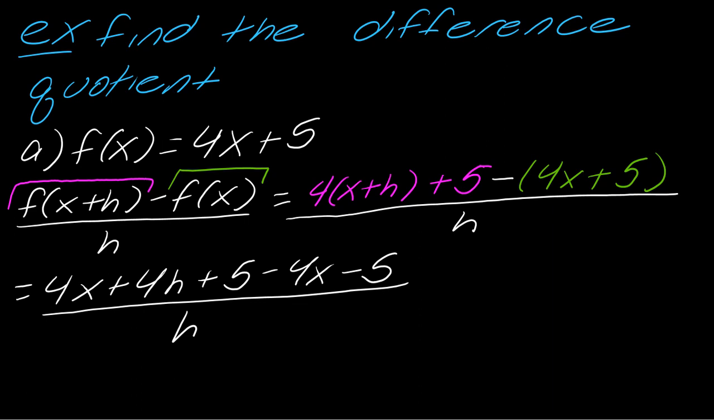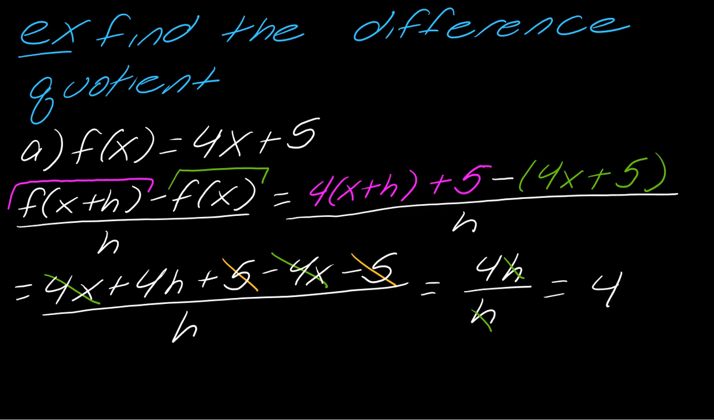Well, I see here that the 5's actually cancel out, as do the 4x's. So what I'm left with now is 4h over h. And so now you're saying, oh, well, the h's also cancel out. And so my difference quotient is just equal to 4.